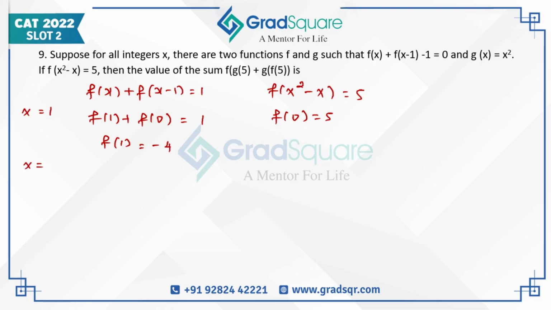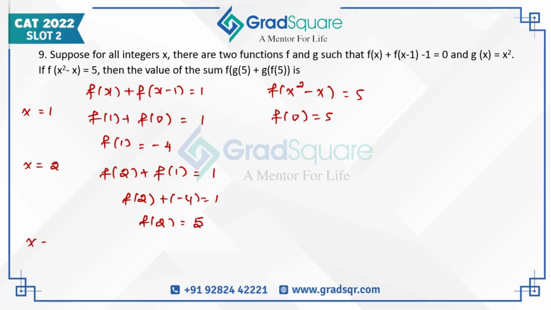Now I'm going to change the value of x to 2. That will give me f of 2 plus f of 1 equal to 1. And I know the value of f of 1, f of 1 is equal to minus 4. So f of 2 plus minus 4 equal to 1. That makes f of 2 equal to 5.